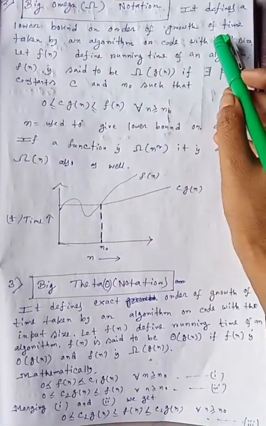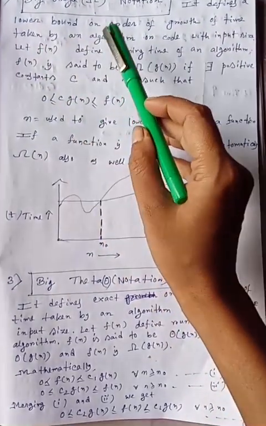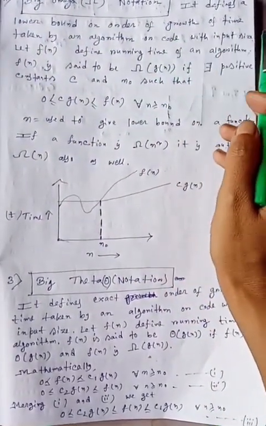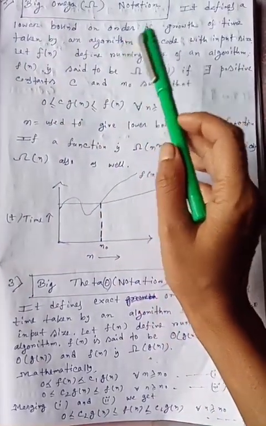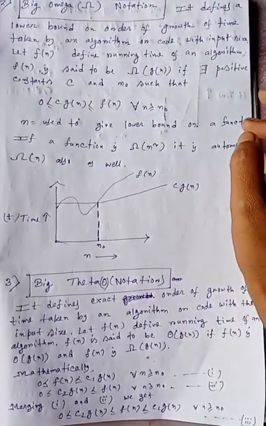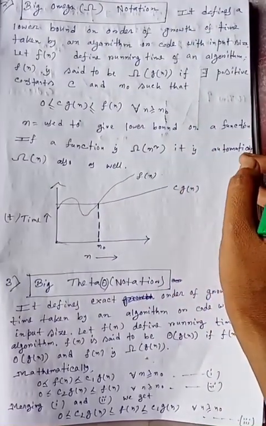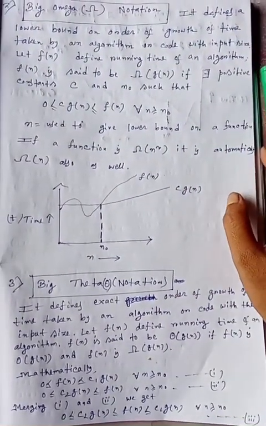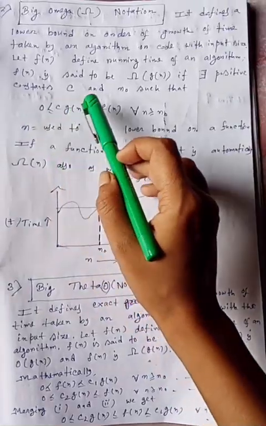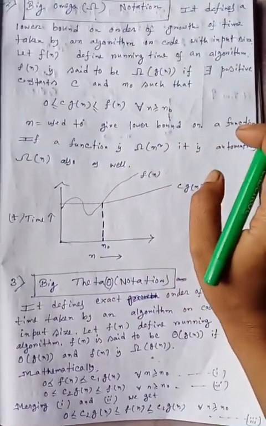Big omega notation defines a lower bound on order of growth of time taken by an algorithm or code with input size. So, big omega defines lower bound on order of growth of time taken by an algorithm or code with input size. Let f(n) define the running time of any algorithm.